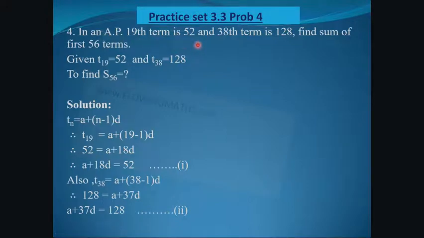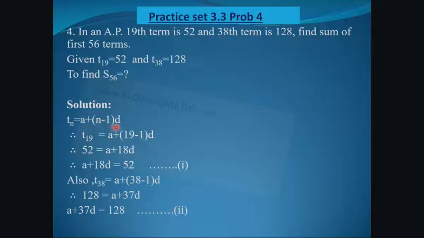In an AP, the 19th term is 52 and the 30th term is 128. We have to find the sum of the first 56 terms. So from these conditions, 19th term is 52, 30th term is 128, we have to find the value of a and d. They have given n, that is the first 56 terms. Once we know a and d, we can calculate the sum, Sn.